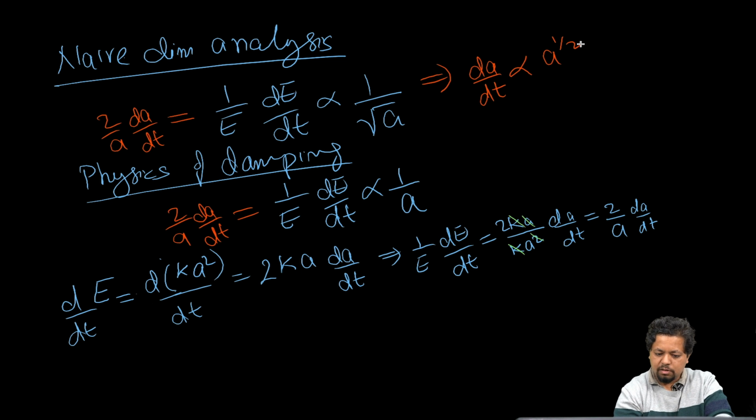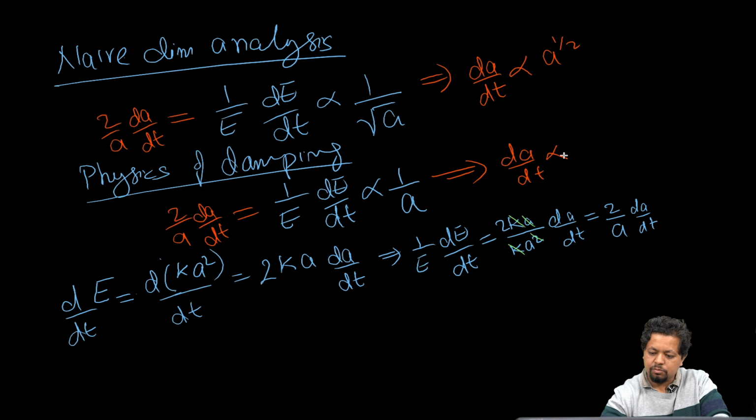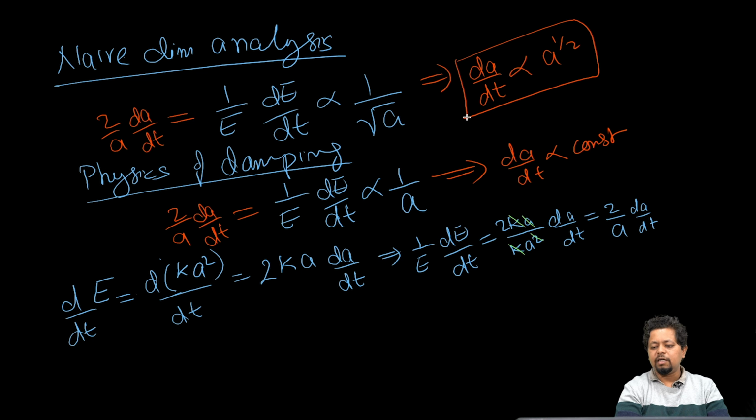And coming to this one, A cancels out, and I get dA by dt is proportional to a constant. So it doesn't depend on A. In one case, naive dimensional analysis says that dA by dt is changing as square root of A. Well, actually it should be minus, because we know that amplitude has to decrease with damping, and this is a negative constant. So this says that the amplitude is decreasing at a constant rate, and this says that the amplitude is decreasing as a square root of A.